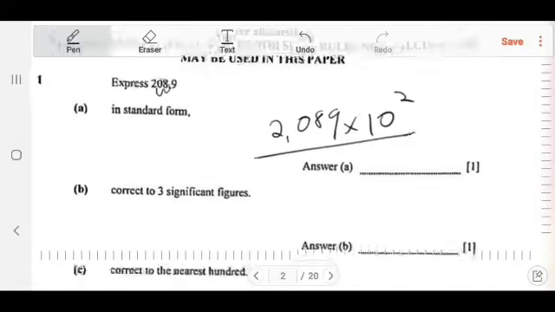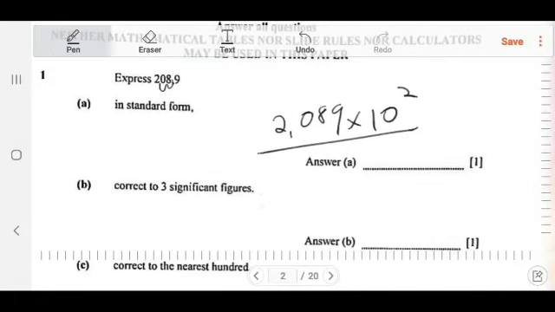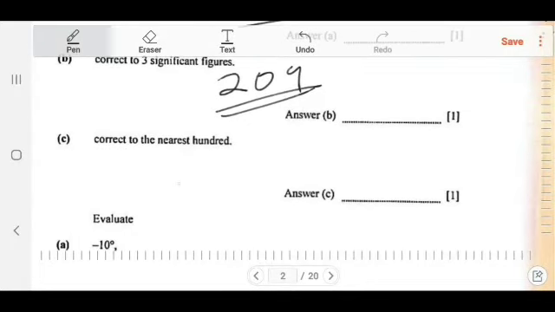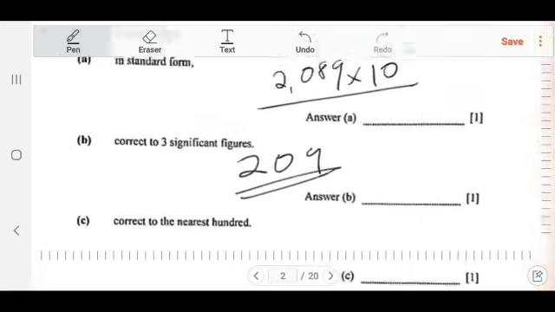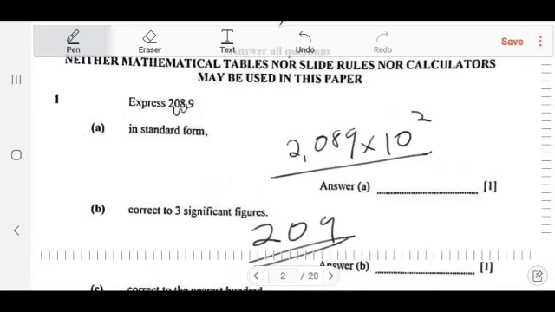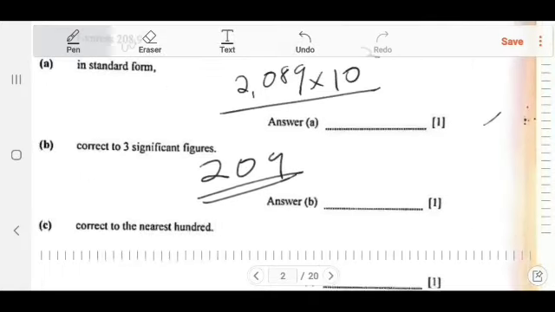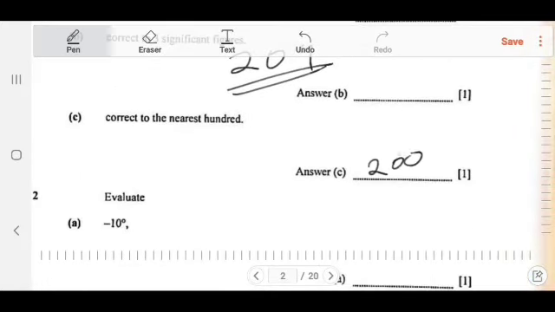So 208.9 to 3 significant figures is going to be 2, then that 8 is affected by 9, so it's going to be 209. Okay, then moving on, C, to the nearest 100, we will look at the tens there, so it's going to be 200.